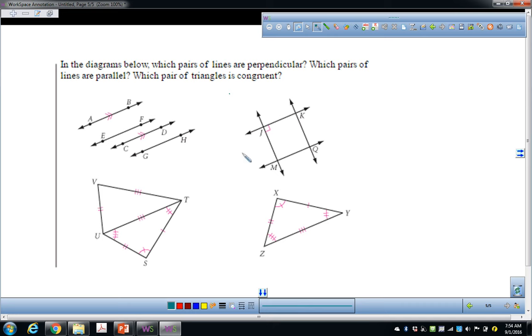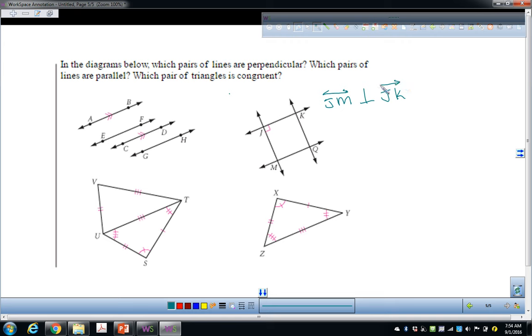We're looking at this picture. IM and KQ. That's a J. JM and KQ, perpendicular? JM and JK. Yeah, so the only ones you could say are perpendicular are JM and JK, right? So you could say that line JM is perpendicular to line JK.